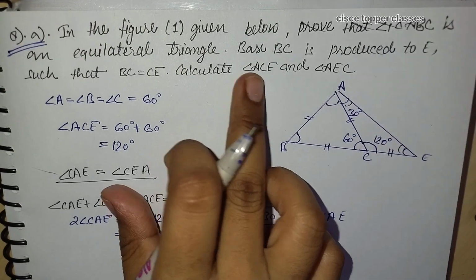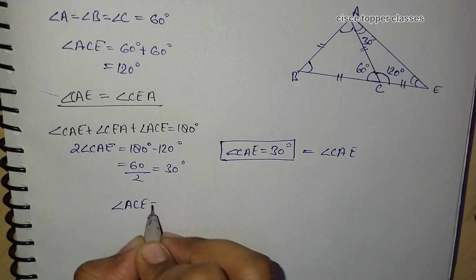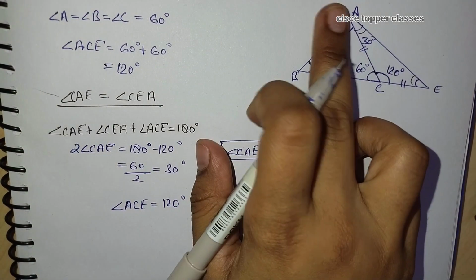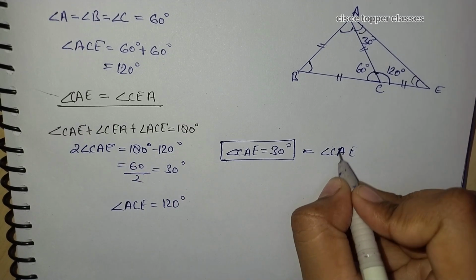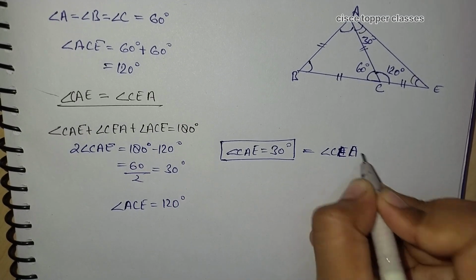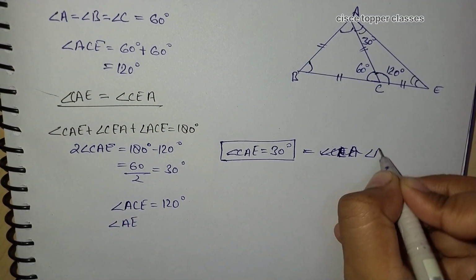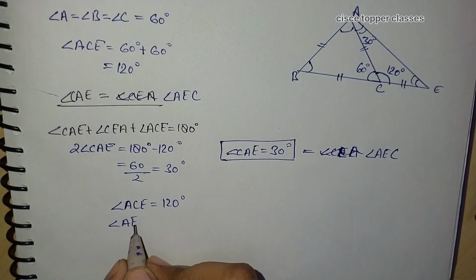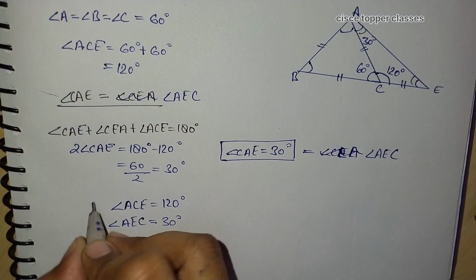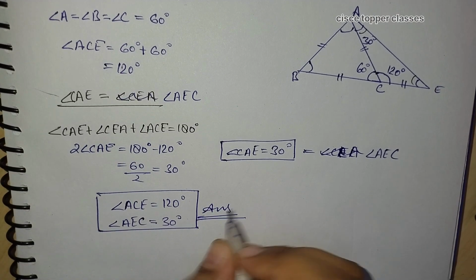From here we found the value of ACE. Firstly we found ACE as 120 degrees. So here we can write ACE is equal to 120 degrees, and here AEC we have to find. Means this is CEA, sorry, this is CEA. So simply we got angle AEC also. So AEC from here we got as 30 degrees. So this is the final answer here in this question.